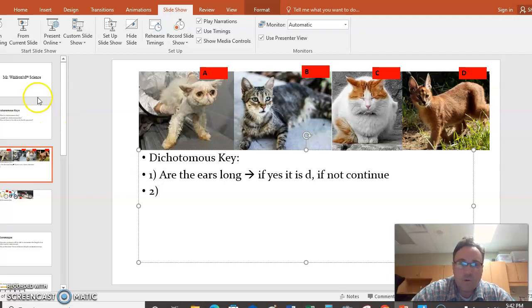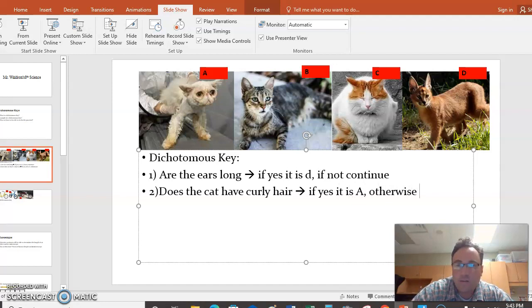Two. Now we have cats A, B, and C. I think that B and C are fairly similar, but A is a little bit weird. Looking at cat A, we see that it almost has curly hair on it. So, does the cat have curly hair? If yes, it is A. Otherwise, continue.